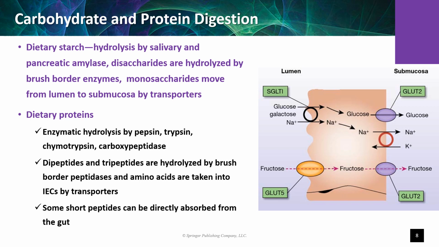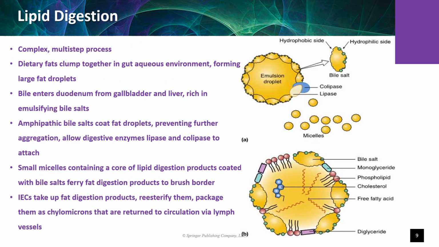Protein digestion begins in the stomach with pepsin. Lipid digestion begins in the mouth and stomach with small contributions from lingual and gastric lipase. Fat digestion and absorption is a multi-step process requiring bile salts that enter the duodenum from the liver and gallbladder via the bile duct, as well as pancreatic lipase and colipase.